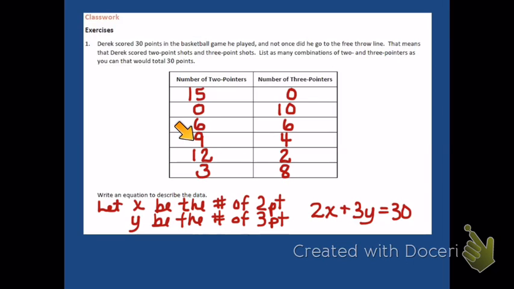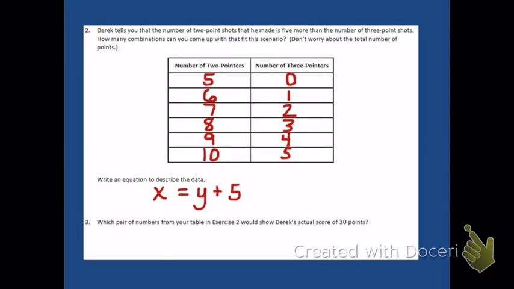So this 9, 4, notice, was on our other table. So let's go back and look at that one. So 9, 4 right here is where we have 9 2-pointers and 4 3-pointers, and the number of 2-pointers is 5 more than the number of 3-pointers. So this is the pair of numbers that we were looking for that satisfied both of those conditions.